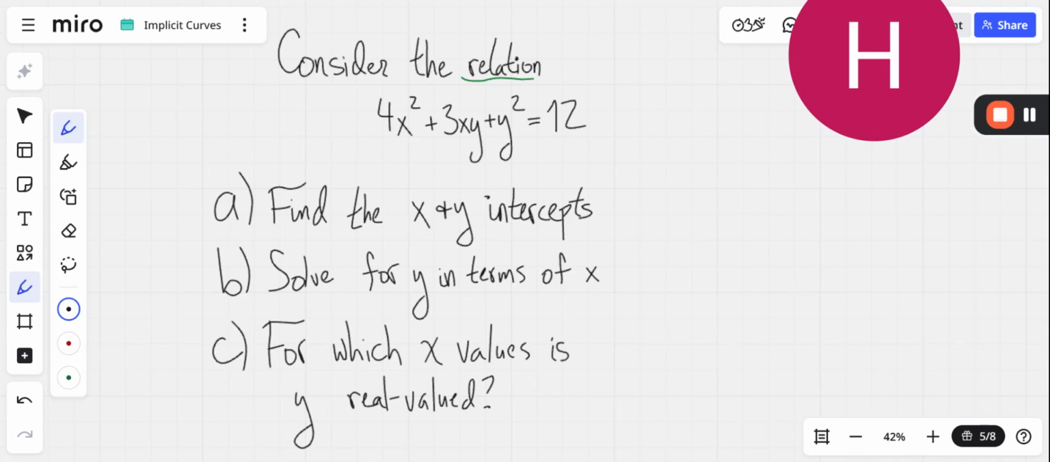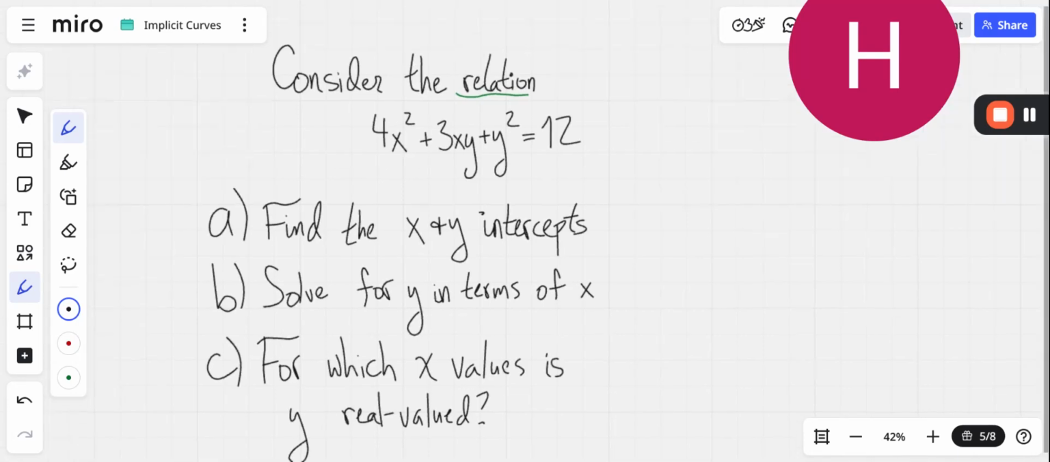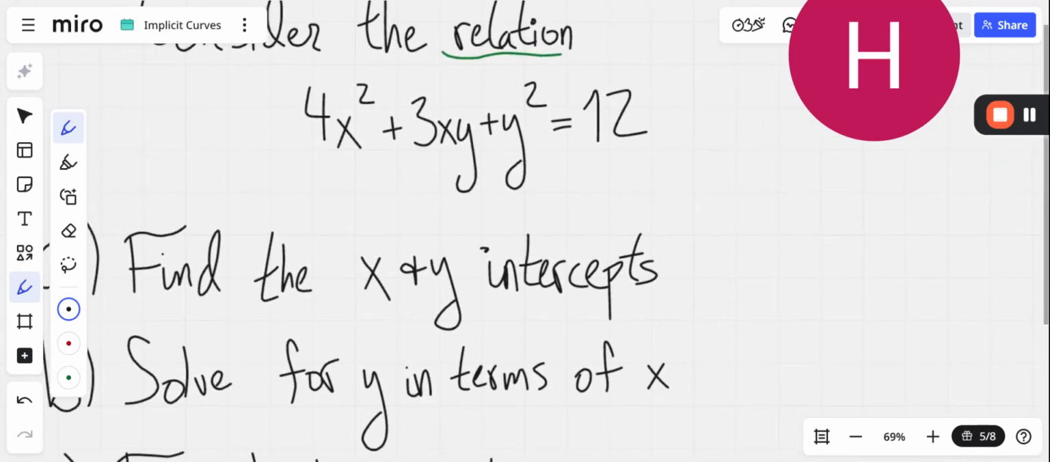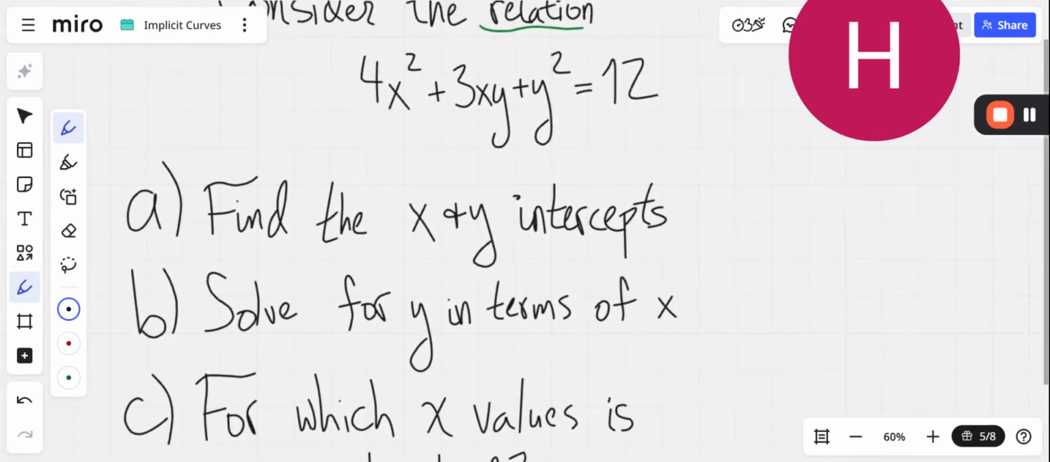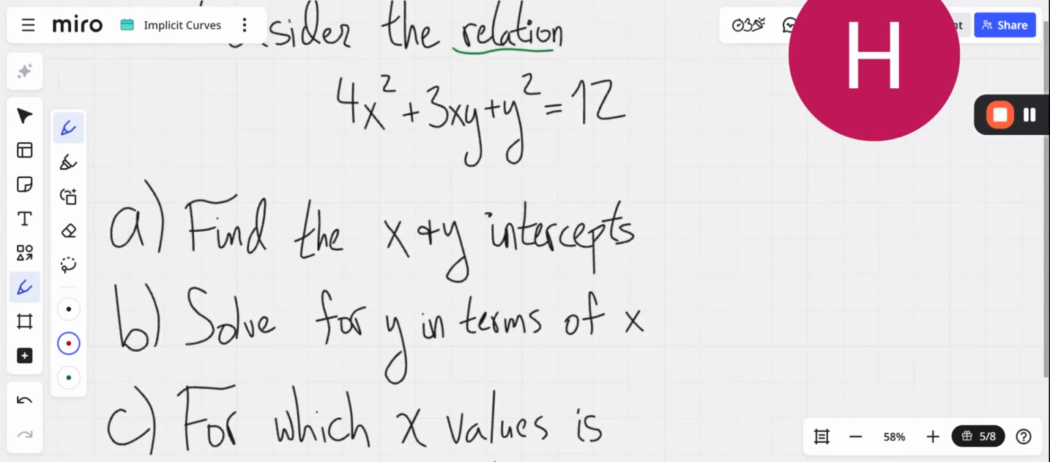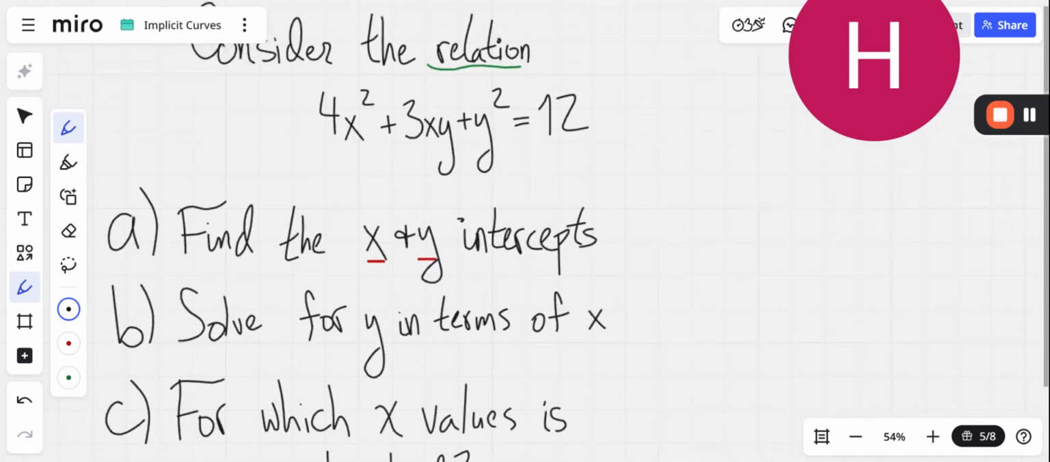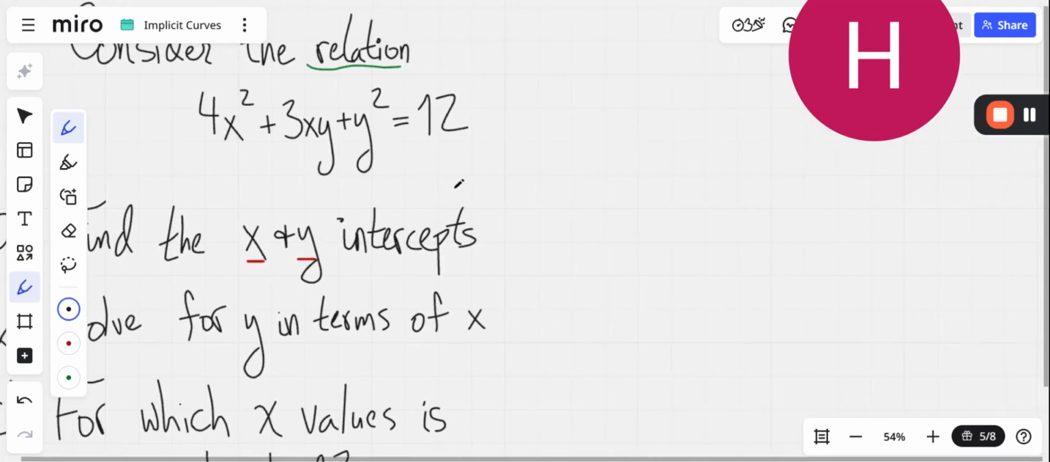Okay, now we're going to consider this relation 4x squared plus 3xy plus y squared equals 12. Great. And the first question is asking us about the x and y intercepts, which is really just such an important skill that you should have from algebra, but I need to make sure that you're solid with it now and that you recognize how useful and how simple it is to figure out x and y intercepts sometimes.